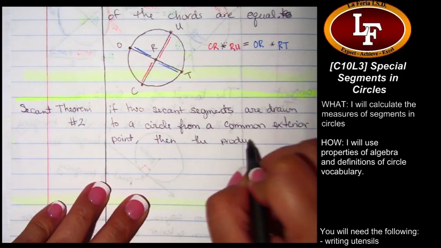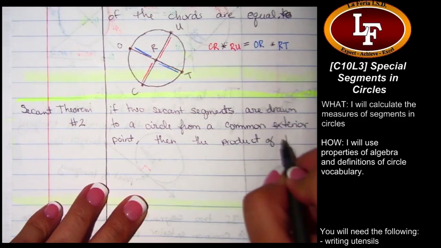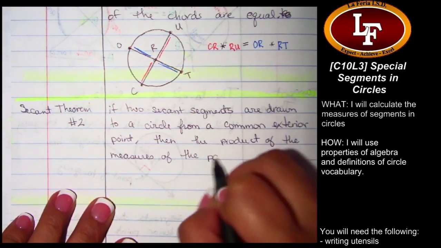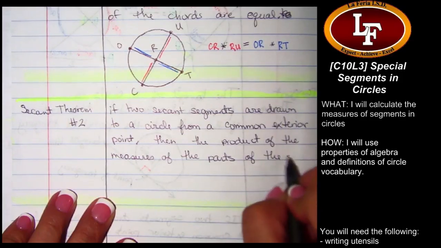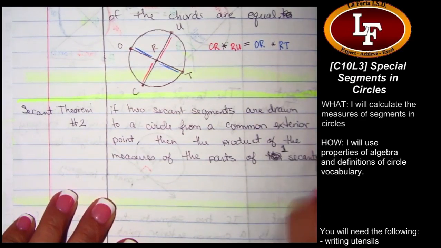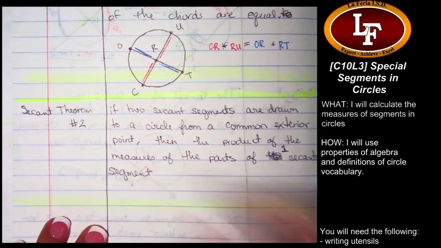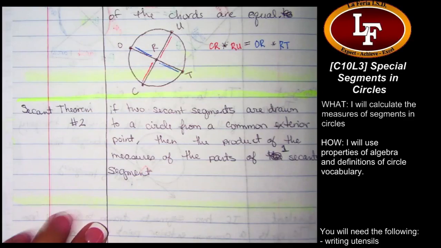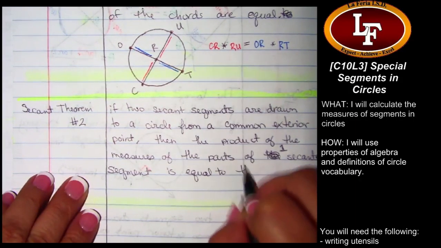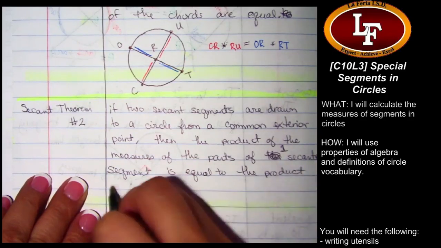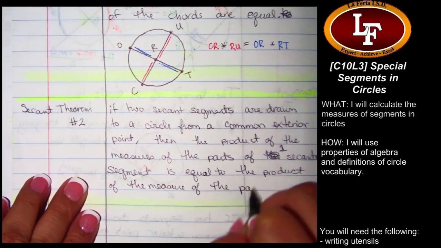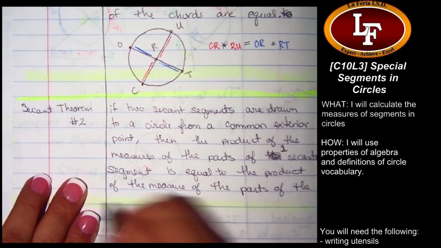the products of the measures of the parts of the secant segments, the product of the measures of the parts of one secant segment is equal to the product of the measures of the parts of the other secant segment.